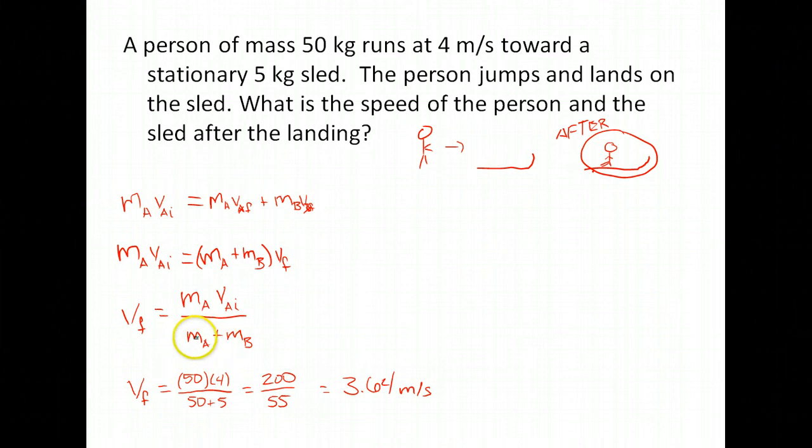So here it is, it's just that same final velocity equation from the problem before, and I just plugged in our numbers. The mass of the person running was 50 kilograms, running at 4 meters per second. The mass of that person was 50 again, the sled was 5, so 50 times 4 is 200 over 55. 200 divided by 55 is 3.64 meters per second on that problem.